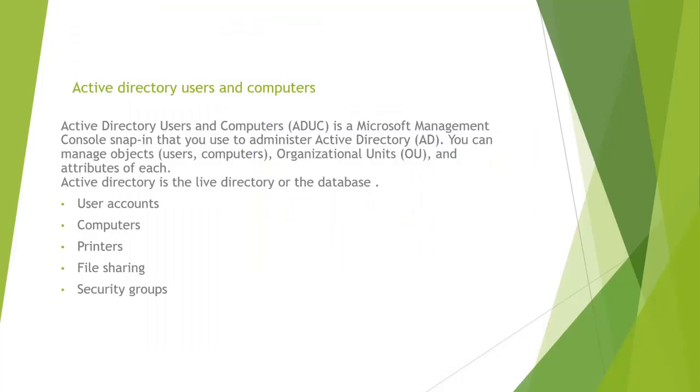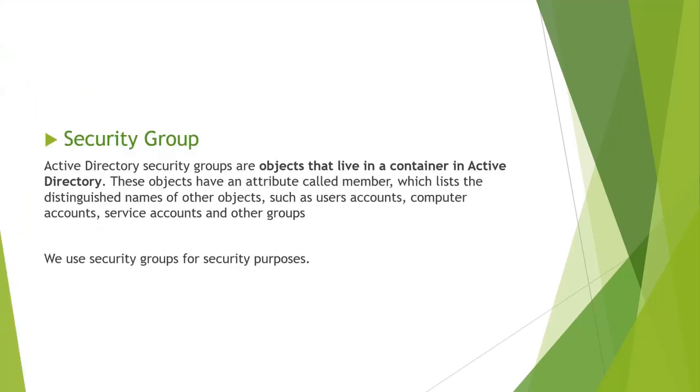Let me show you what Active Directory Users and Computers is. It's actually a Microsoft Management Console which can be used to manage objects like users and computers and printers, and also used to manage organizational units. Or you can say it's a database where you can manage different user accounts, computers, printers, and where you can do file sharing, and then you can apply security groups as well. A security group is a kind of providing security to certain groups. It's for security purposes, and it can be applied to computer accounts.